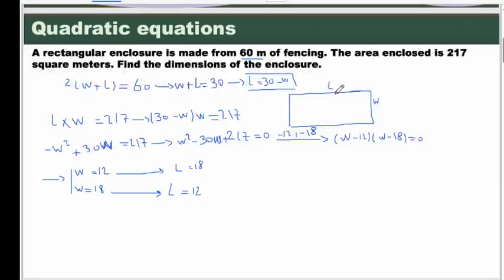We always say length is larger than width, so I accept this one. W equals 12 and length equals 18.